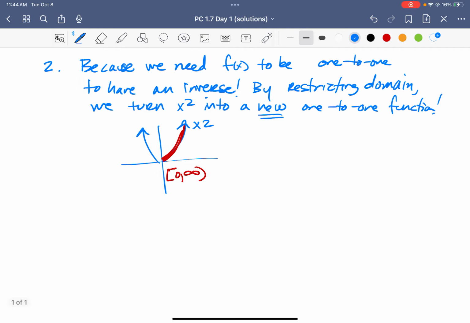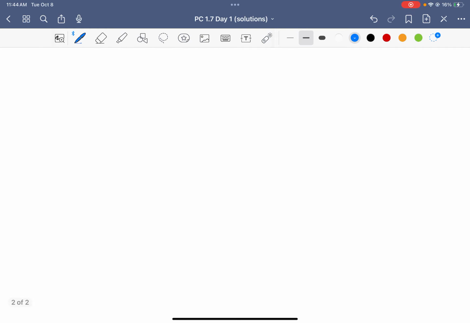That was number 1. Number 5 asked, how do you find the inverse algebraically? You switch x and y, then solve. So you can just go outside. Just let me know. 8.